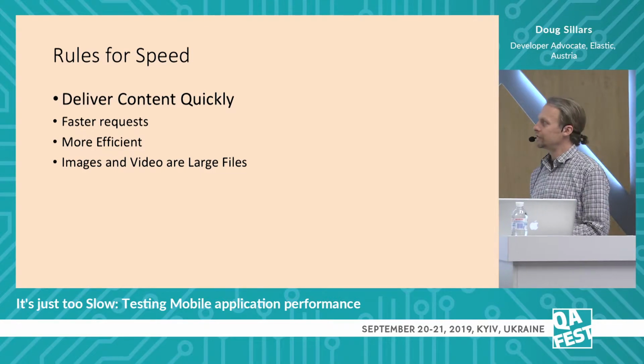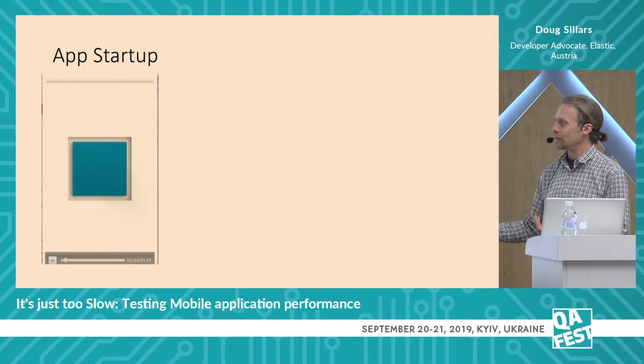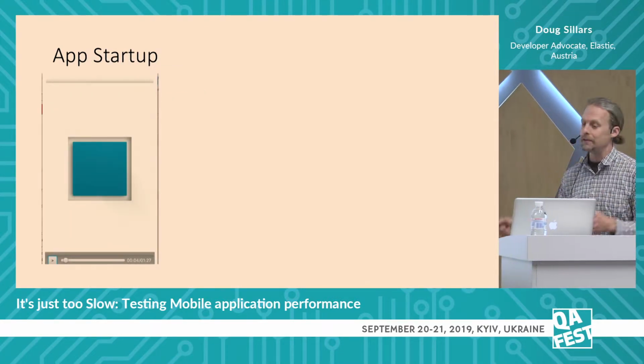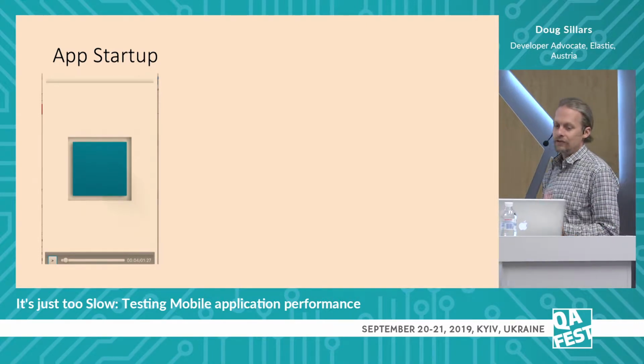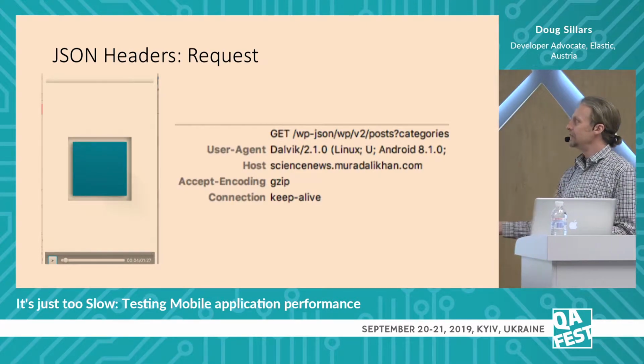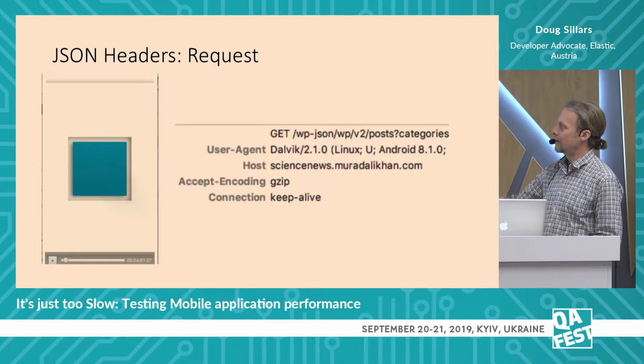But here's an example of an app that's starting up slowly. They've got this weird splash screen. I don't quite get it, but this is a splash screen of the app, and it took forever for it to load. You see a GET request for some JSON, all right?